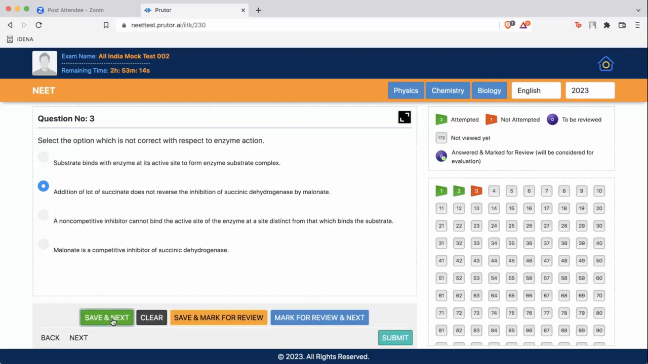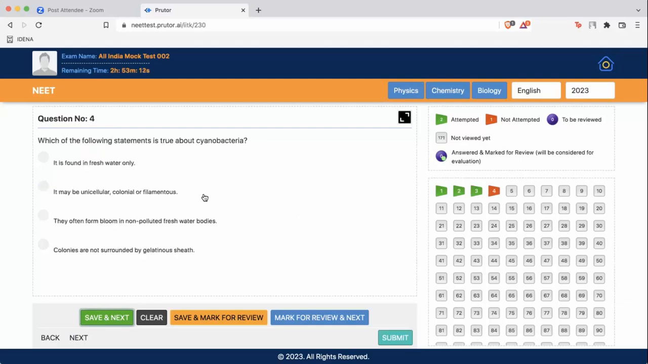It's dependent on concentration. Which of the following is true about cyanobacteria? It is found in freshwater only. It may be unicellular, colonial or filamentous. This is correct. They form bloom in polluted freshwater bodies. This is wrong: colonies are not surrounded by gelatinous sheath. This is wrong: it is found in freshwater only. Nay, it is found in a lot of habitats. It may be unicellular, colonial or filamentous.